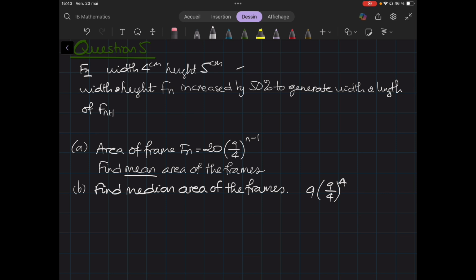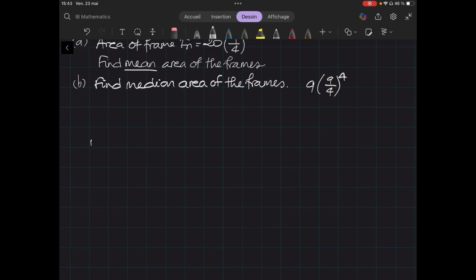The width and height of picture frame Fn are each increased by 50% to generate the width and height of the next picture frame Fn plus 1. In part A, we are asked to show that the area of the frame Fn is equal to 20 times 9/4 to the n minus 1. And then we're asked to find the mean area of the 10 picture frames.